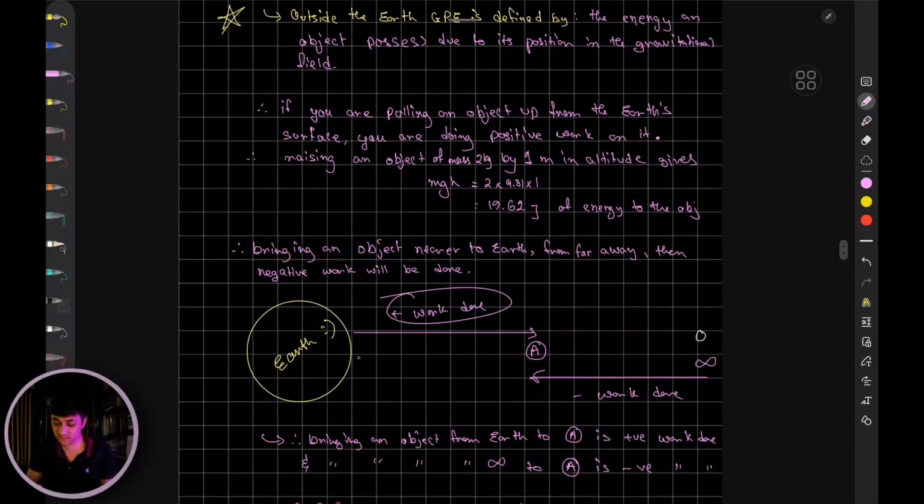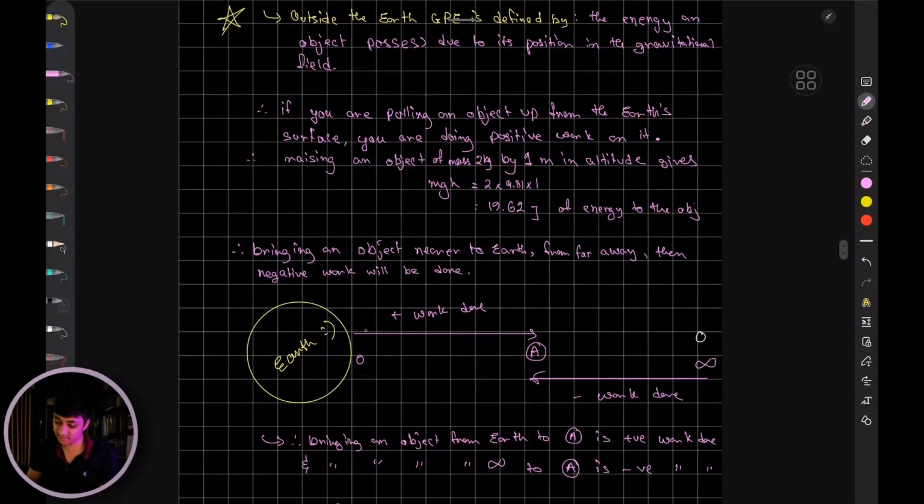Now, what we used to consider is that at the surface, the energy is zero. However, that is wrong. Why? Because notice, at infinity, at a distance that is at infinity, in that case, the amount of work done on the object is going to be zero.